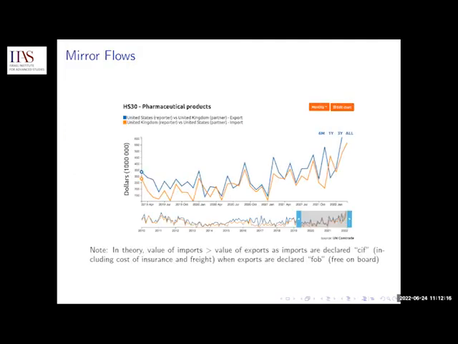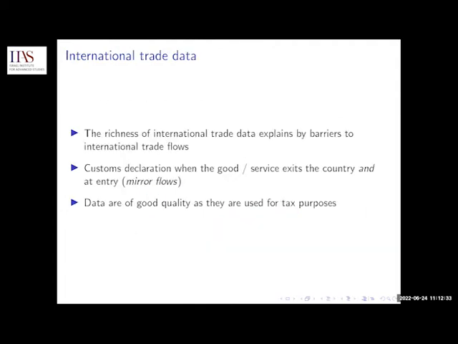So this is good because we also have a way to check the quality of the data, since we have two administrations collecting the same data. And this is the type of thing we can do based on the comparison of these mirror flows. The data in general are seen as being of good quality. Why is it the case? Because the purpose of collecting the data is to collect taxes. And whenever taxes are involved, usually countries put in place a good administration to collect good quality data.